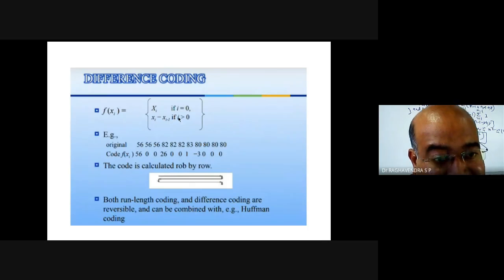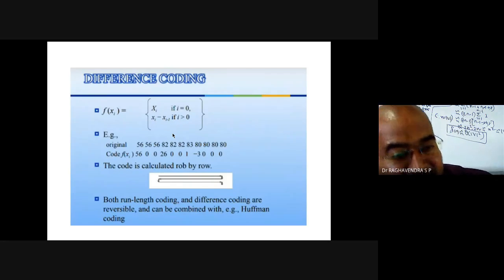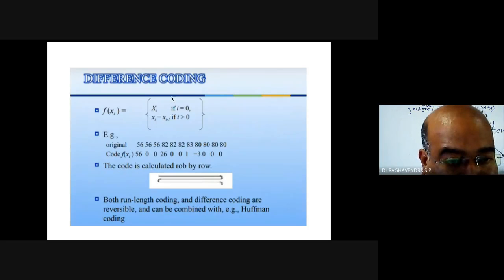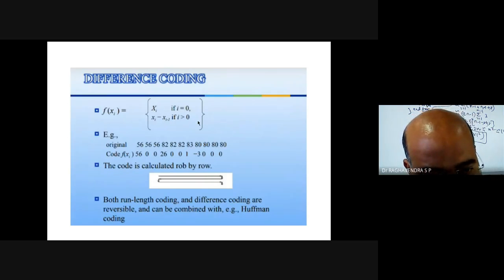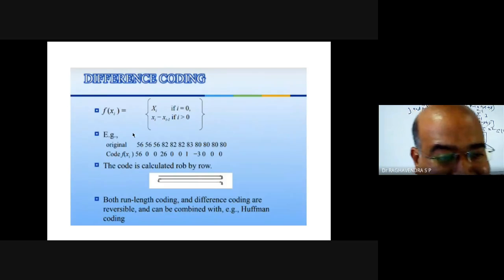Suppose if i is greater than 0, that means apart from the first value, as you go to the next values, only the first value stays as it is. For the next value, it is nothing but the difference of the first value and the second value. Bari formula ಹೇಳಿದ್ರೆ you can't understand properly. We will take an example here.